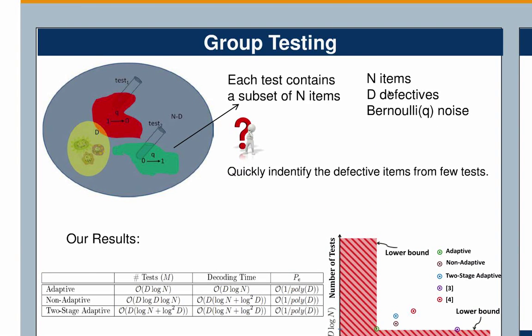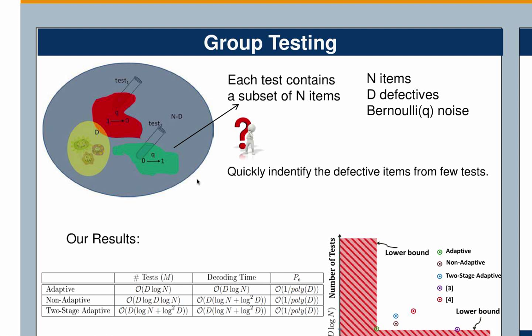So in this work, we look at the group testing problem. The problem is as follows. We are given a population of size n, and out of these n items, we know that d of these are defectives or diseased people, and we are allowed to perform tests of the following kind.